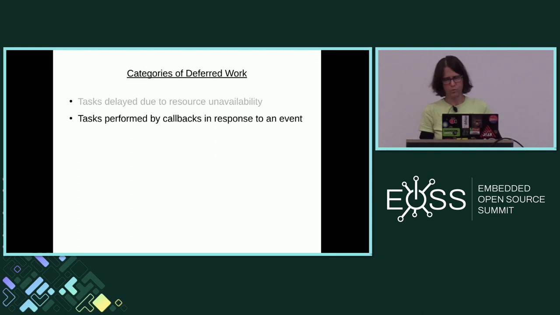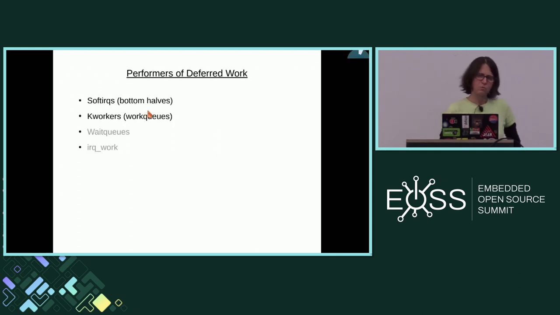Let's talk about what deferred work is in Linux. The two primary performers of deferred work in Linux for many years are Softirqs, also known as bottom halves. In the Softirq code in the kernel, you very often see underscore BH underscore, and that stands for bottom half, which is what Unix called its equivalents of Softirqs before Linux even existed. And then the other longstanding performer of deferred work, which is actually quite different from Softirqs, are workqueues, whose executors are called kworkers.